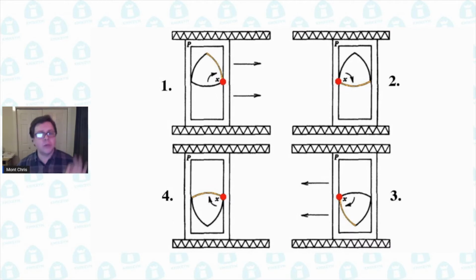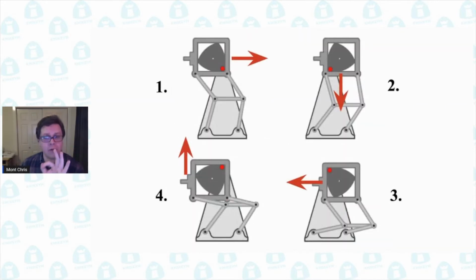However, as it rotates from 2 to 3, the frame doesn't move. 3 to 4, the frame slides back to the left. 4 to 1, again, the frame is motionless. If you use a square frame, as the triangle rotates about its vertex, the frame moves right, then down, then left, then up. And thus you have converted rotary motion into intermittent linear motion.